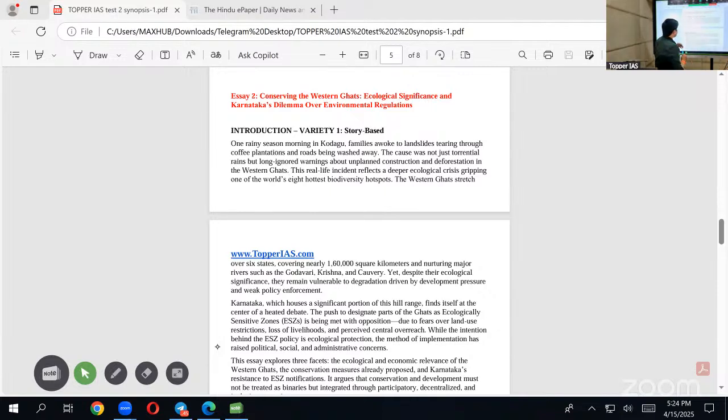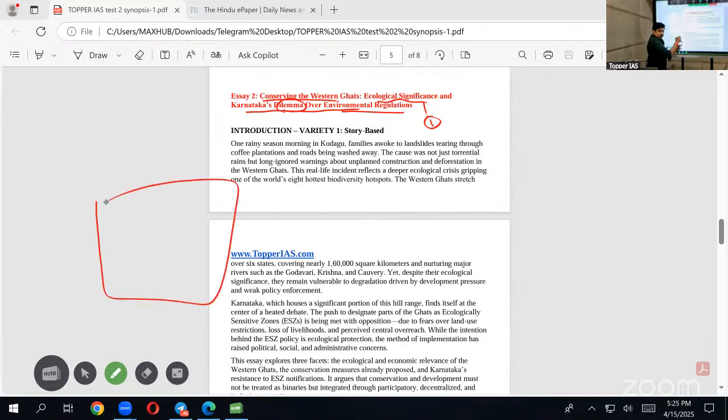So we have to think in this context for this particular essay. Okay, so now we'll go to the essay. What does the topic say? Conservation of Western Ghats, ecological significance, and Karnataka's dilemma. He is asking about Karnataka's dilemma with respect to environmental regulation. Remember friends, this is a premise. Again, I will decode this in this way.